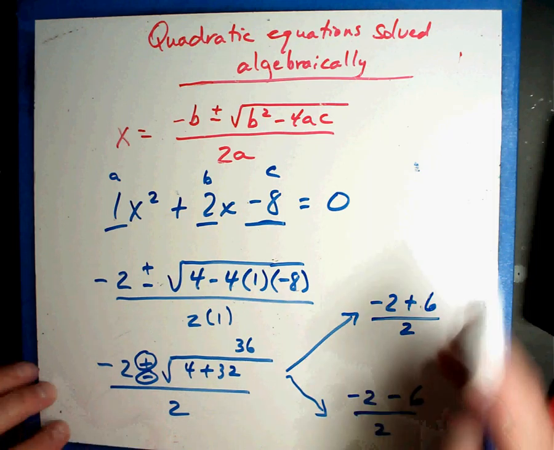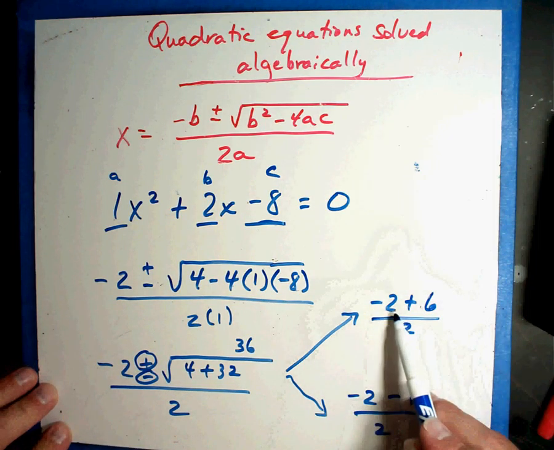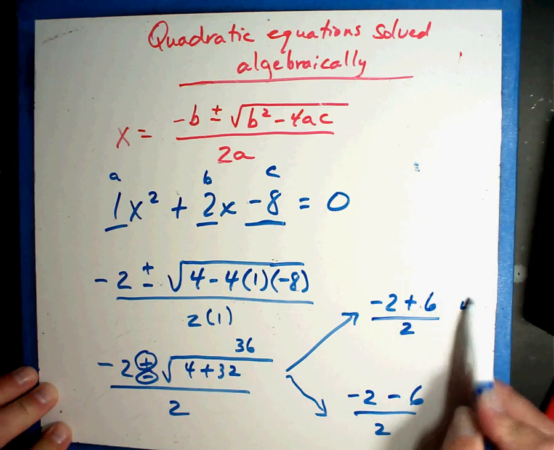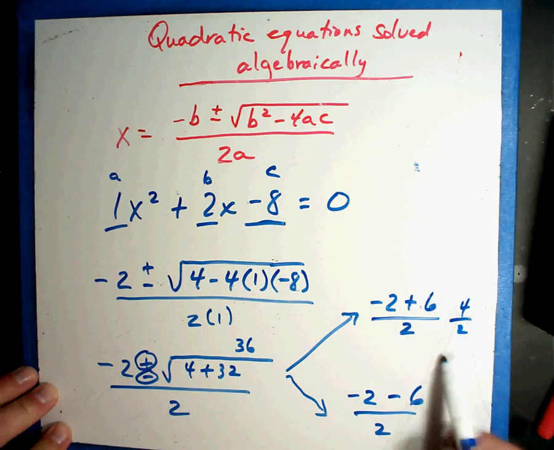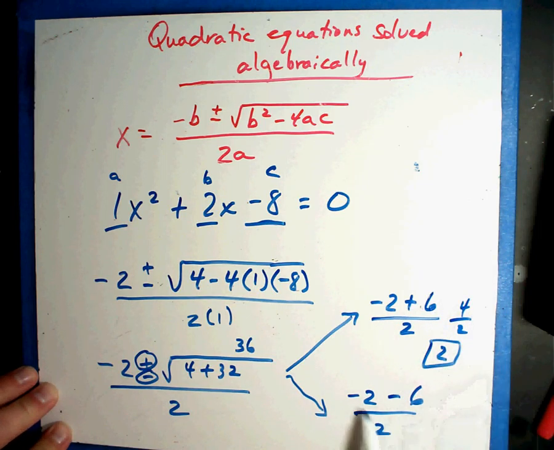So let's see what we get. Minus 2 plus 6 is 4 over 2. 4 divided by 2 is 2. There's one of my answers. Minus 2 minus 6 is minus 8 over 2. 8 divided by 2, that's a 4, and it's negative. So minus 4 is my other answer. So there's my two answers.